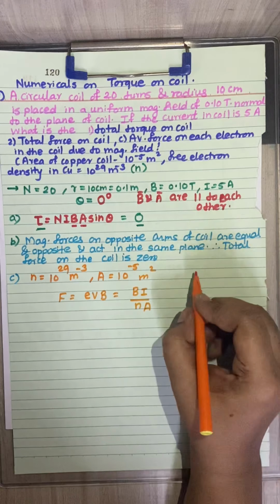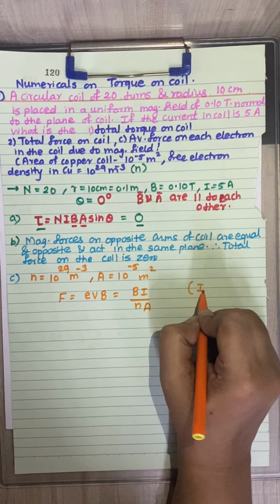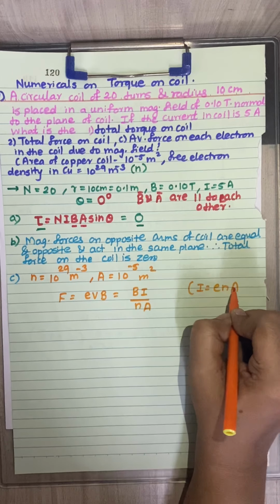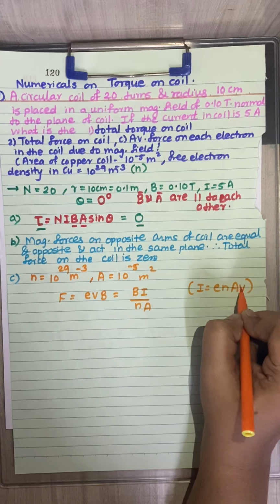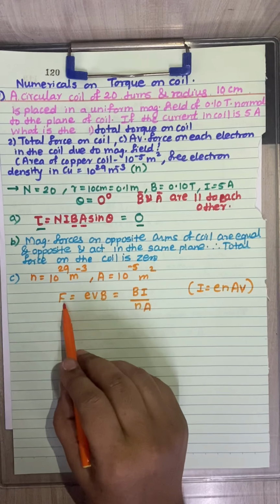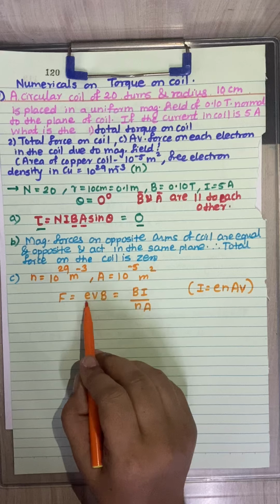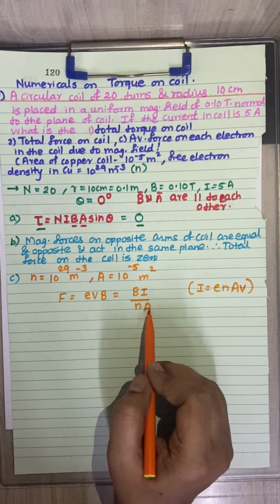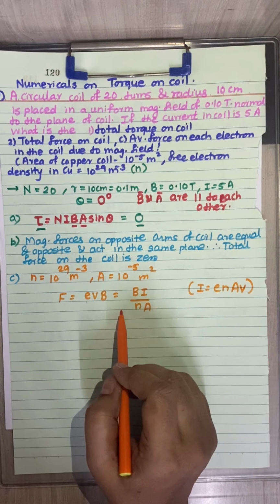Why is it taken? Because we know that I is equal to enAv. This v is the velocity, isn't it? Okay, so we can have here this particular F is equal to evB or qvB, and this is nothing but equal to BI upon nA. From this equation we have made this equation.